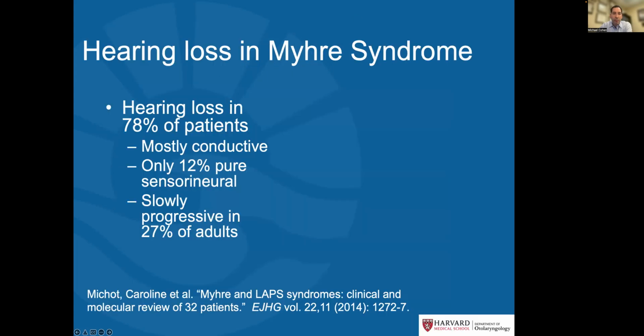So in Myhre syndrome, most hearing loss is actually conductive. 78% of patients with Myhre syndrome do have some type of hearing loss, but it's primarily conductive. Only about 12% of cases are purely sensorineural. And in some cases, this can be slowly progressive, meaning it gradually gets worse.